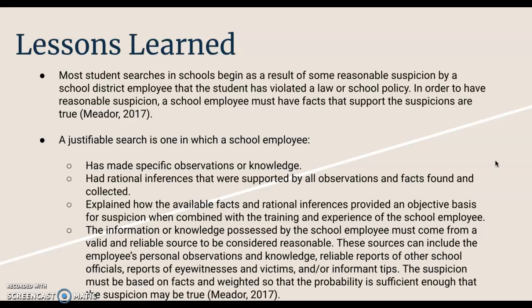And then the fourth one, the information or knowledge possessed by the school employee must come from a valid and reliable source to be considered. These can include observations, reports of other school officials, reports of eyewitnesses and victims, and or informant tips.